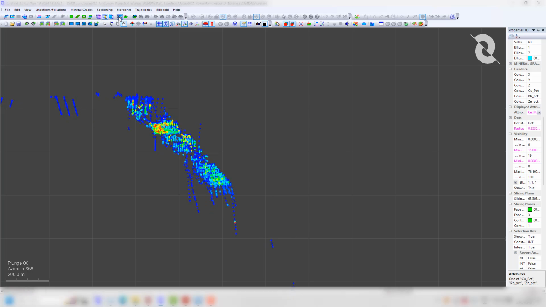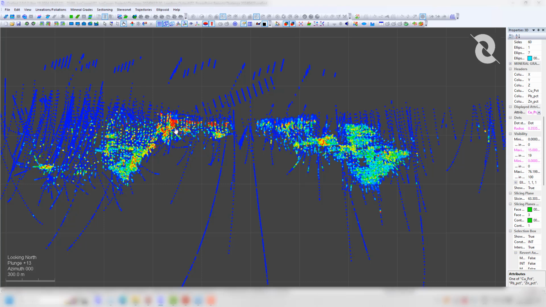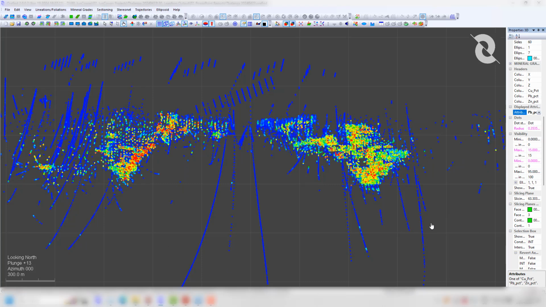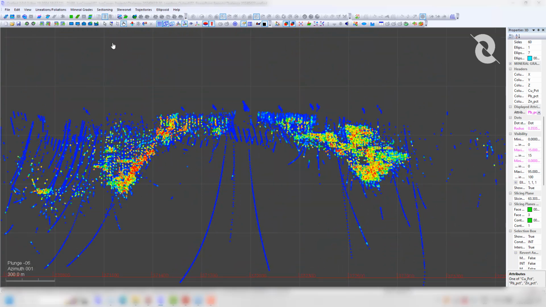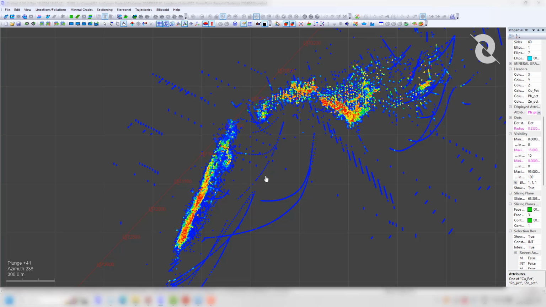This is the type of thing that I look for all the time: when you see high grades, zoom in on it and see if you can spot anything. This is lead.